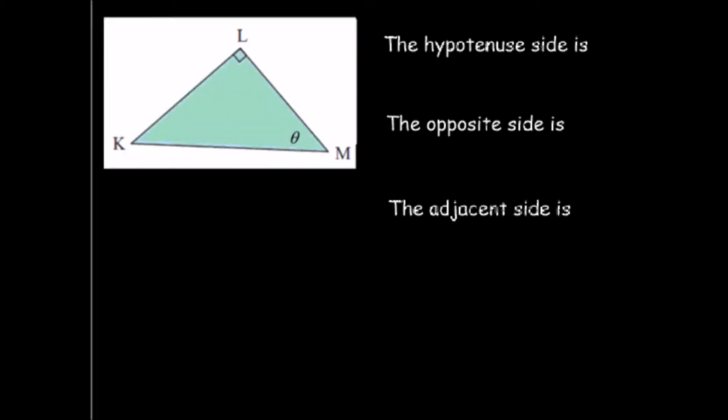Our next example, triangle KLM. The hypotenuse, always the easy one to spot, is the one across from the right angle, so K to M. Opposite side, here's the angle, so that side is opposite, so that is side KL. And the other side, the adjacent side, must be L to M.